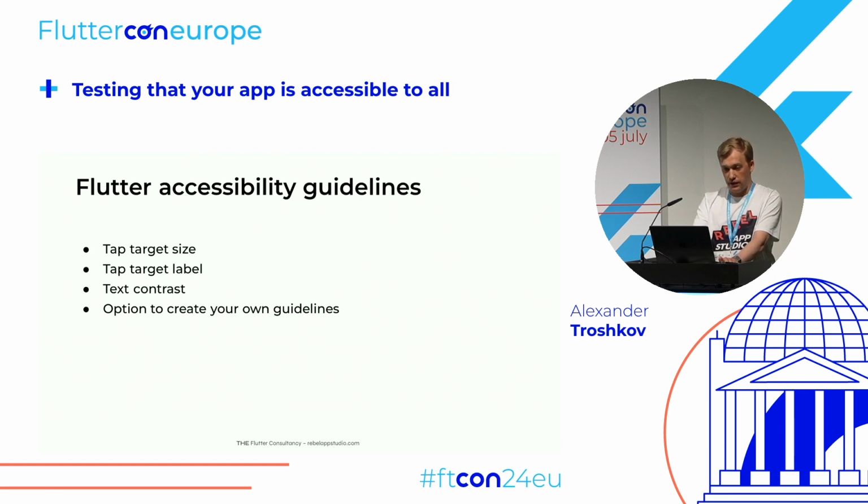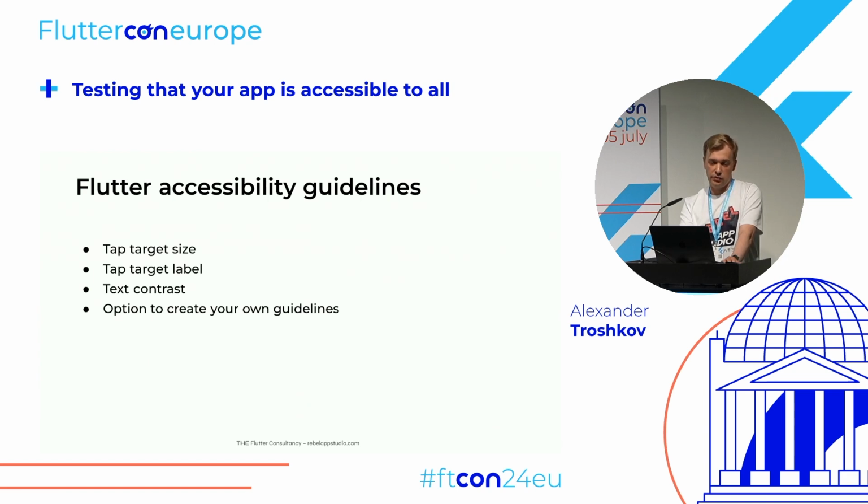So first one, a guideline to check tap target size. There's actually two of them, one that follows material design standards, and one for iOS design handbook. So if your app has a tappable area, or every single app has it, then this guideline will check that this tappable area is big enough. For material design, it's like 48 by 48 pixels, and for iOS, it's 44 by 44.